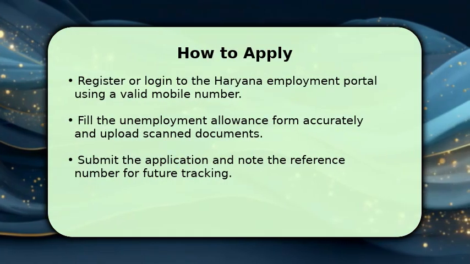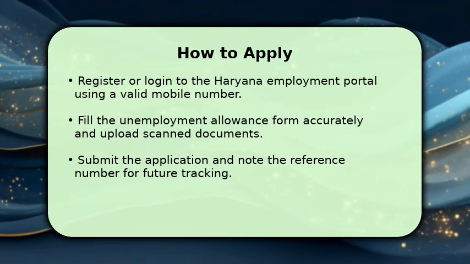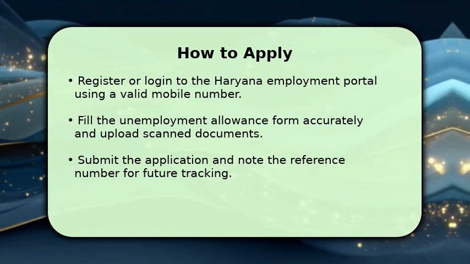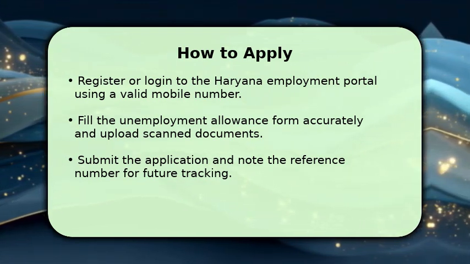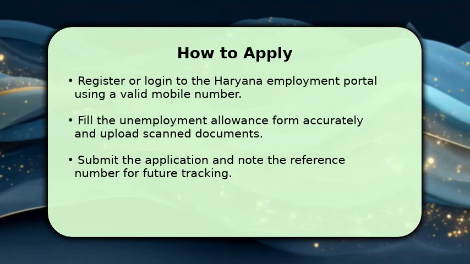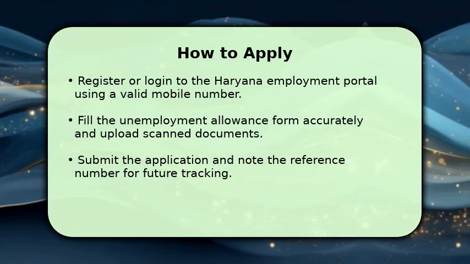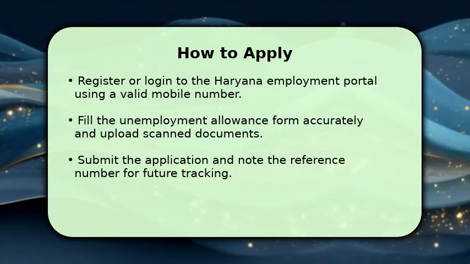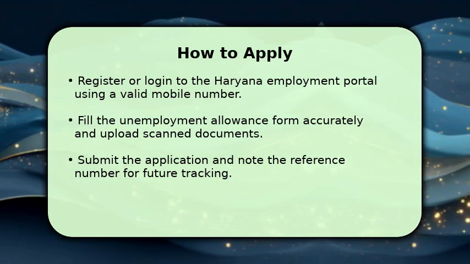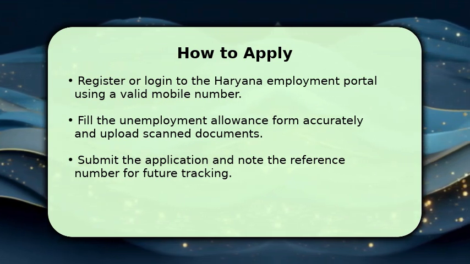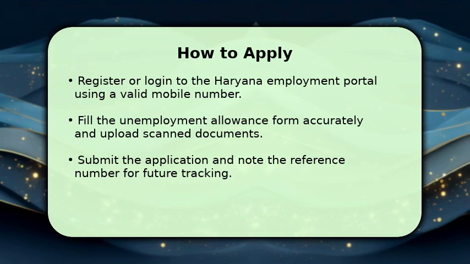Begin by registering on the Haryana employment portal with your mobile number and email, or visit a local employment office for help. Carefully fill each section of the unemployment allowance form, double-check bank IFSC and account numbers, and upload clear scan documents. After submission, record the application reference number and monitor status online. If additional verification is requested, respond quickly to prevent delays in receiving allowances.